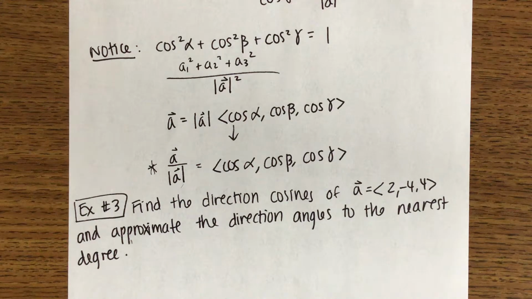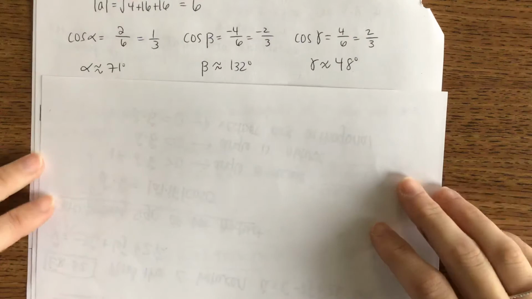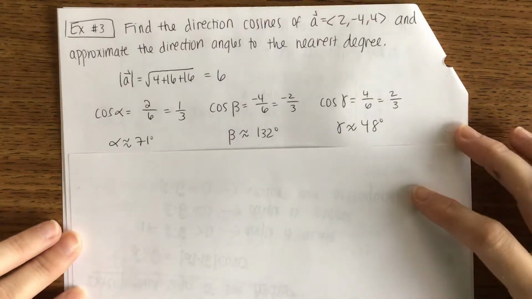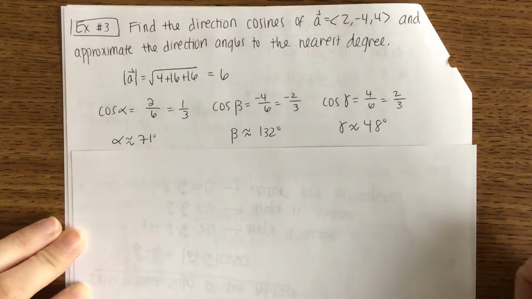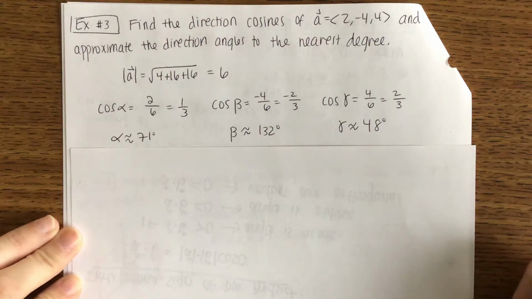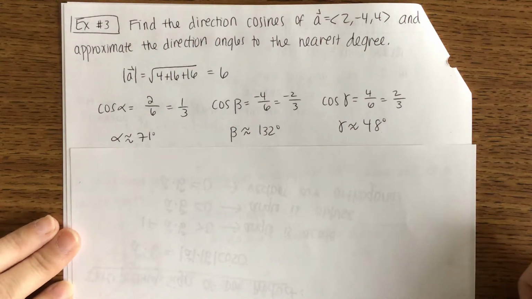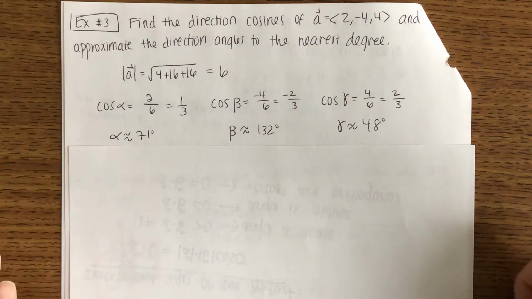Are we ready to go over? Is it okay if I just show you my work? This is what I got: 1/3, negative 2/3, 2/3. Those are all the direction cosines, and then the angles below. All good? Any questions? Okay. Next thing up, another example.